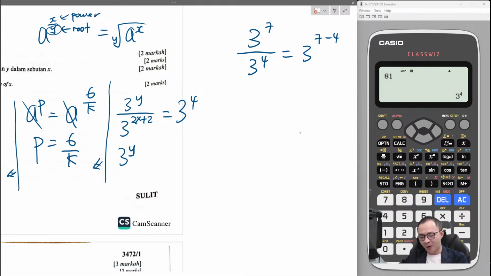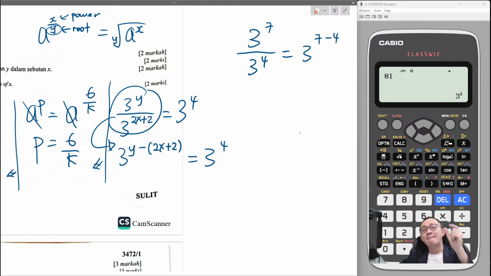So this is 3 power y. Do you see a divide here? I write a minus here. Then 2x plus 2 is on the power. Okay, this is how I simplify this one into this. Because I understand the divide sign means I just put a minus at the power. And then I bring the bottom power to the top as well. So right now both have base 3. So base the same, power must be the same.